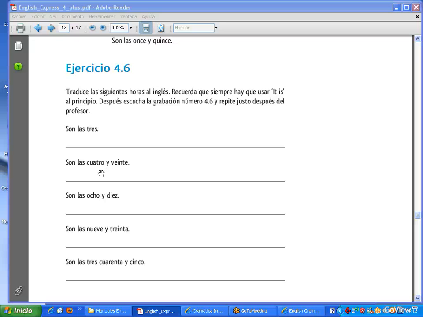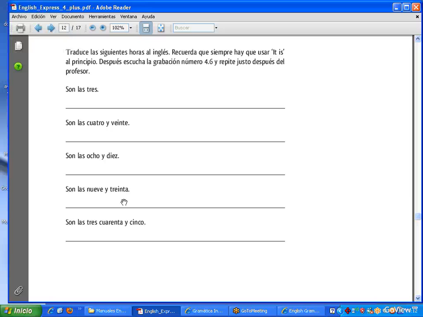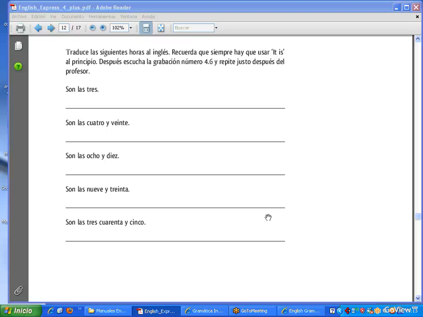it's half past 9, like this. It's 9:30. Okay, or it is 9:30. Okay, so here you have "son las 3:45". In English we would say it is 3:45. Sin "and", huh? We don't use it. No usamos "and". We say it is 3:45. It is 3:45. So you practice that.